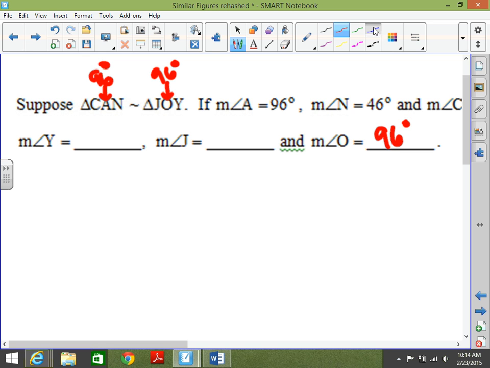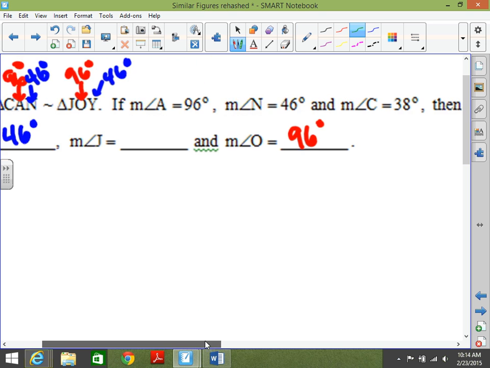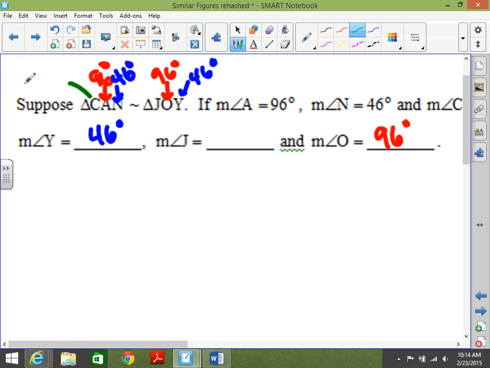Okay, next. Angle N is 46. So what do we know? Y is 46. Y has to be 46. Okay, next we have angle C, which is 38. J is 38. So J is 38. Good. Okay, now come down underneath or to the side, and I want you to draw this out.